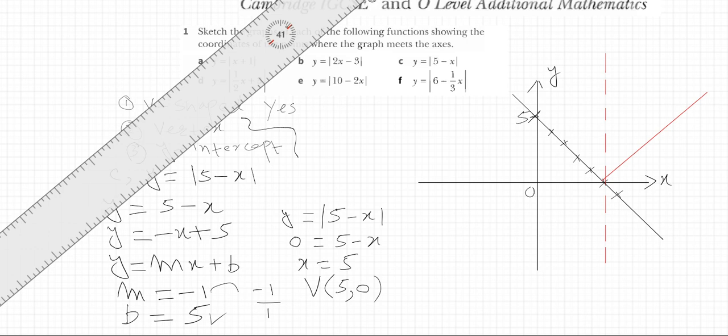And this portion is reflected, this one. So our final answer is, our vertex is 5, 0 and y-intercept is 5. Our vertex is 5, 0 and y-intercept is 5. Student, hope you understand this part C.